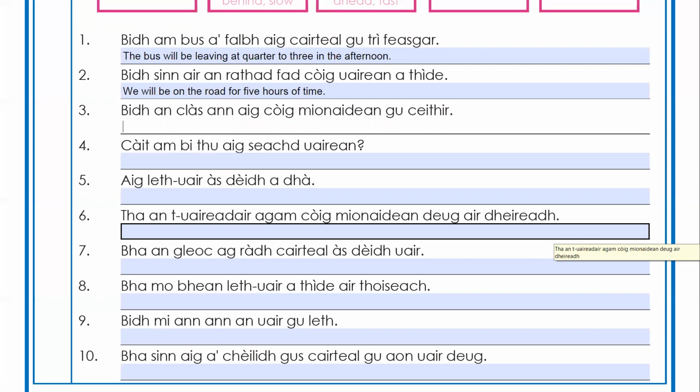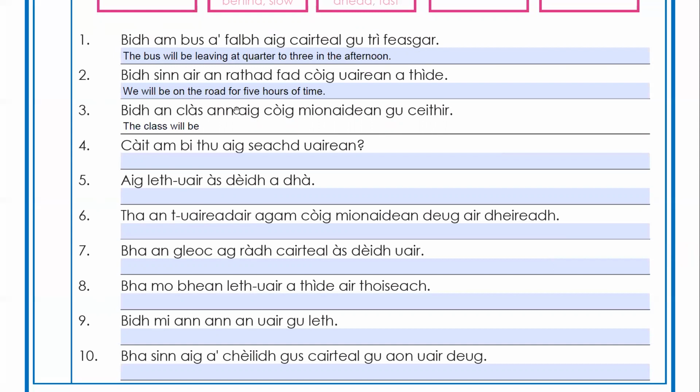Bíon class ann ag coig muid an go céad. So the class will be ann, here is like in existence there in a kind of existential sense. So it doesn't really translate into English. The class will be at 5 minutes to 4. Catch and be ag seach uair. So catch and be, we had catch in the last lesson. Where will you be at 7 o'clock?